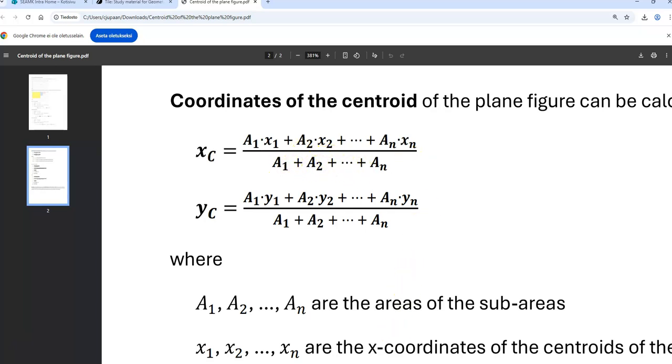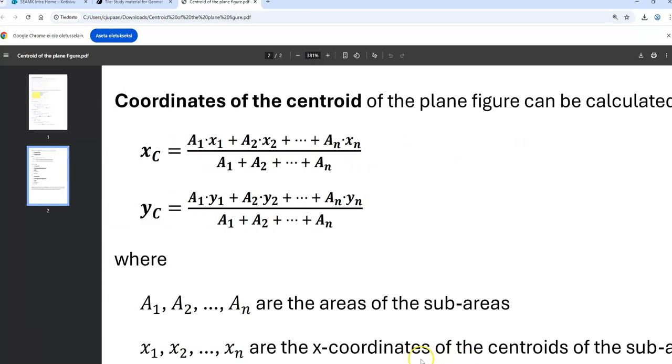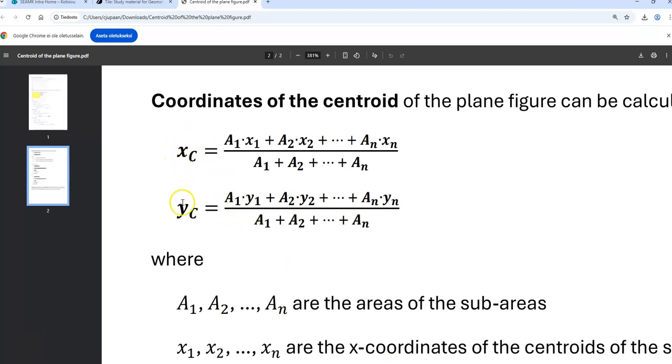You can see it can be calculated with the formulas. If you compare these x and y formulas, they are very similar. The only difference is the name of those coordinates of midpoints. When we are calculating the x coordinate, we use x1, x2, etc. And when we are calculating the y coordinate, we use y1, y2, etc.